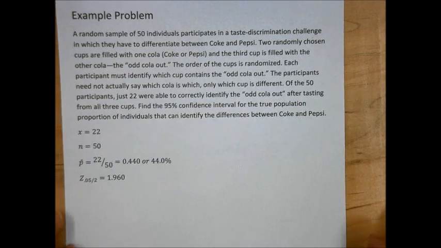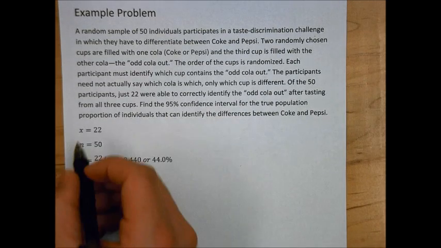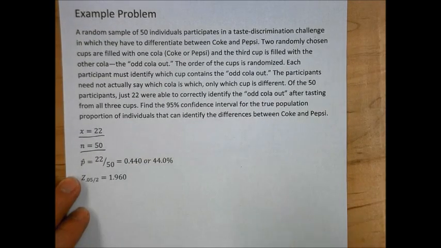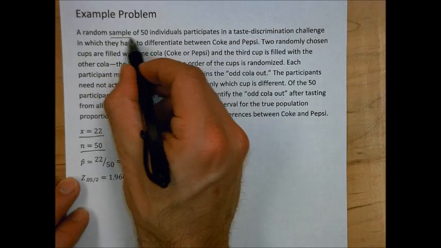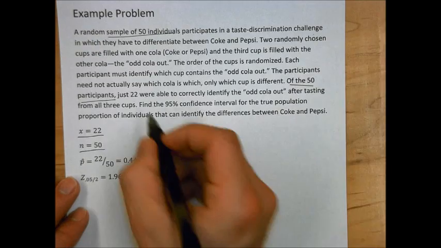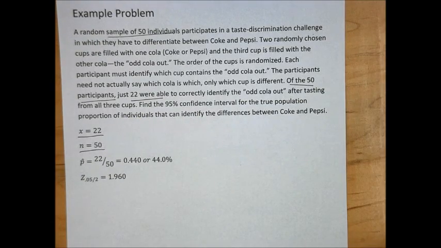Here I've already written out the important information from the problem. X would be 22 successes in this case. Those were the 22 people that were able to correctly identify the odd cola out. Our sample size of 50 was mentioned twice. We had a random sample of 50 individuals, and later I said of the 50 participants, 22 were able to correctly identify the odd cola out. From there we calculate our sample proportion, 22 divided by 50, which is 44%. For a 95% confidence interval, we use the z constant of 1.96.